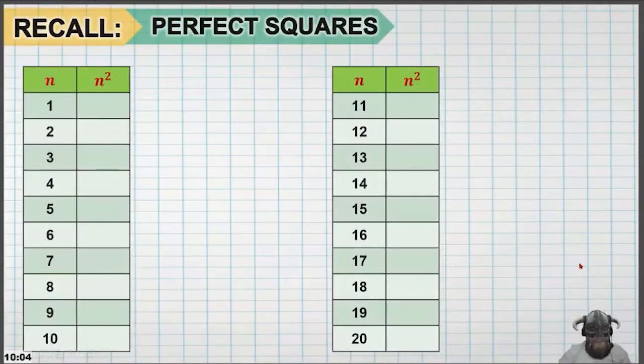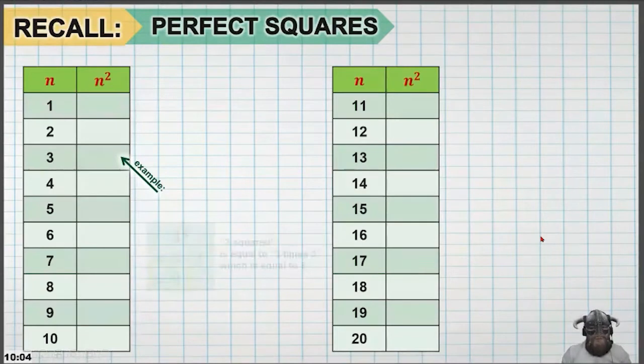Yung nirecall natin sila. So, before we start with the actual lesson, i-recall ko muna yung pinagawa ko sa inyo last time. So, pinahanda ko na sa inyo yan para ngayon madali na natin siyang magagamit pagdating sa lesson natin. So let's recall how we identify or create the perfect squares from 1 to 20. So we'll try to get the square of each of the numbers.